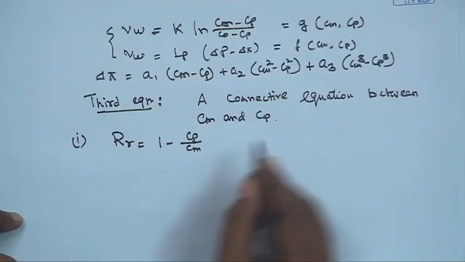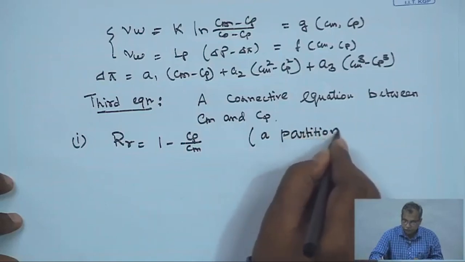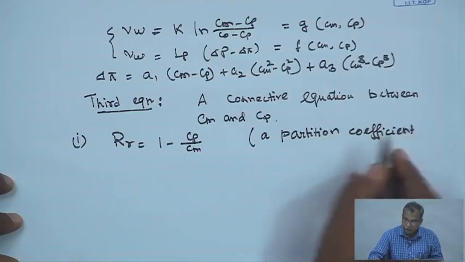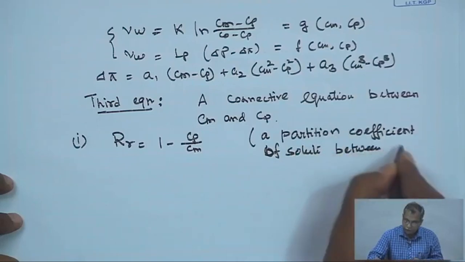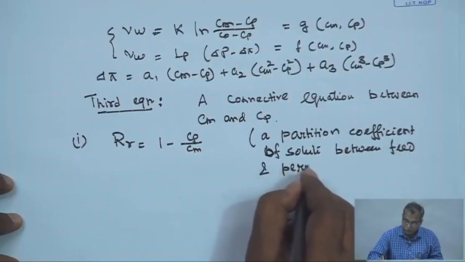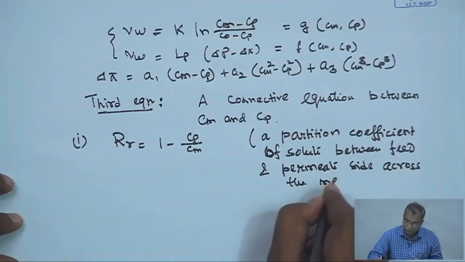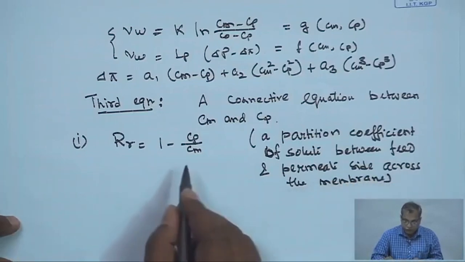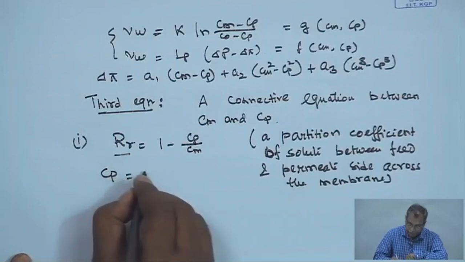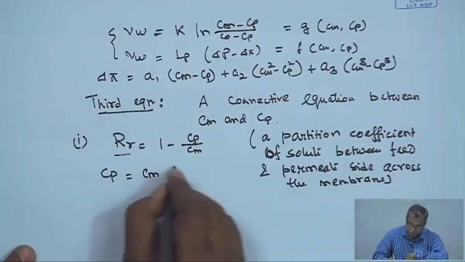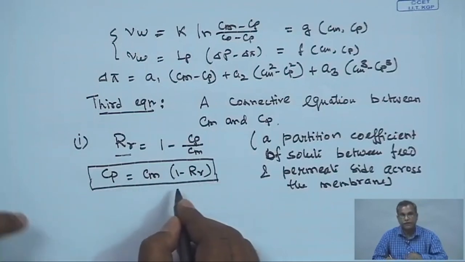If you look into the expression of real retention, it can also be interpreted as a partition coefficient of solute between the feed and permeate side across the membrane. So if you estimate real retention from a separate set of experiments, we can connect Cp in favor of Cm and real retention. So Cp can be written as Cm into 1 minus Rr. That is how we get a third equation for Cp as a function of Cm.